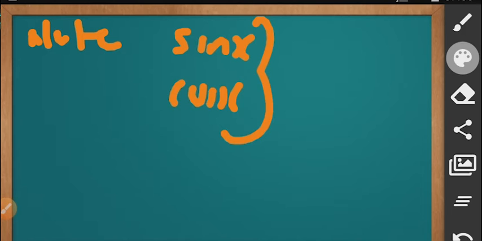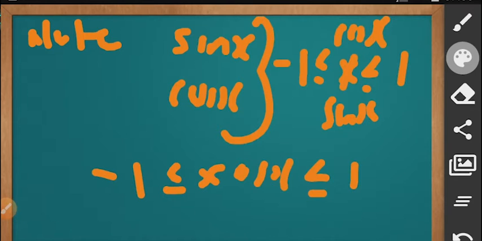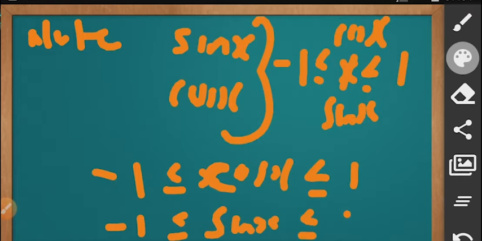Note, we have it that sine x and cos x are both always between -1 and 1. So this is not x, it is cos x and sine x. They are both always between -1 and the positive what? And the positive 1. Are you getting that? They can't go beyond that.